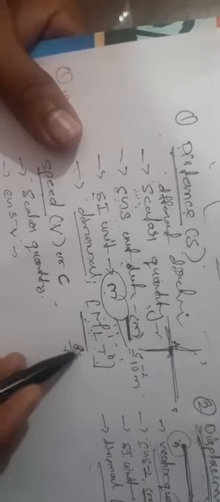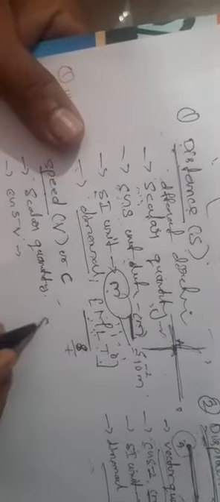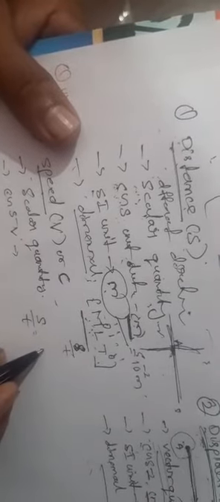What is the CGS unit of speed? Speed is the distance traveled per unit time. S is the distance, so the formula is s by t. The unit of distance in the CGS system is centimeter and the unit of time is second. So the CGS unit of speed is centimeter second inverse.